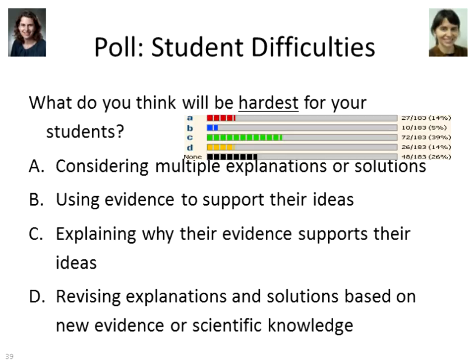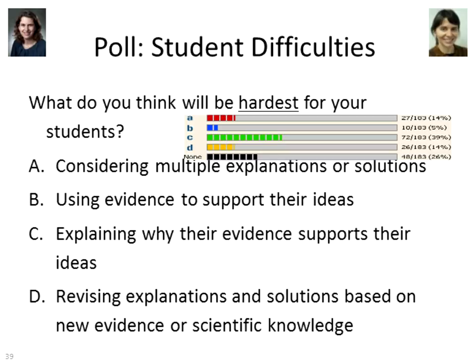This is really interesting. So C seems like the most common: explaining why their evidence supports their ideas, at 39%. And then we have a split between A and D. And I think A and D are actually kind of related, right? A, considering multiple explanations, and D, revising explanations and solutions based on new evidence.